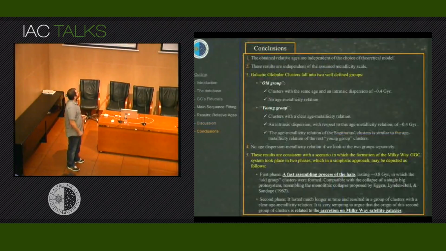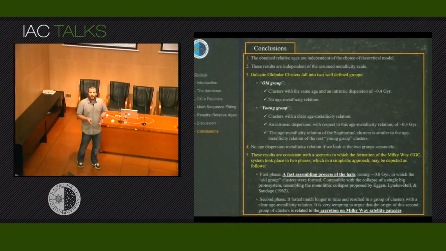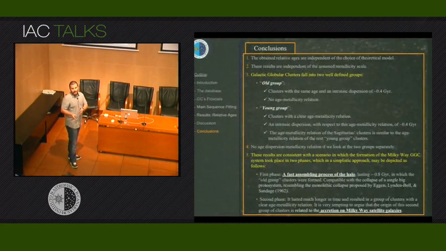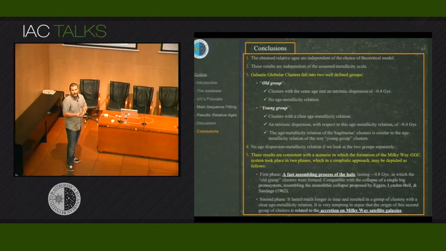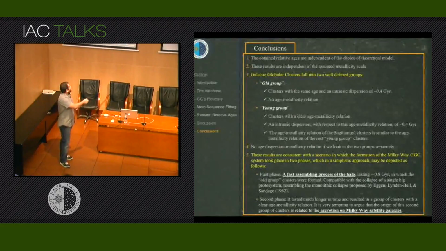So the conclusions are summarized here, and it is important to note that these results are independent of the theoretical model we have used. Those results are also independent of the metallicity scale we used. We found the existence of two different and very well-defined groups, the old group and the young group I talked about, and those results are consistent with a galactic halo scenario that took place in two different phases. One produced the old group of globular clusters, and the second phase is where the young group was formed.